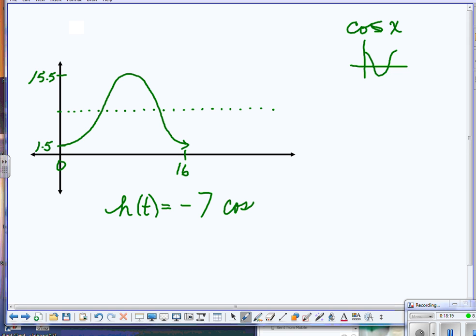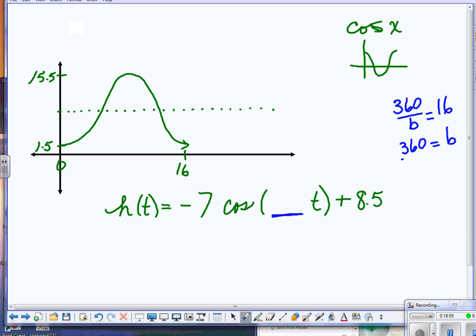I'm going to leave the hard one for a minute. I need a number in there that's going to help me with the period. I'm going to end my function with the axis. We have moved this parent function up 8.5, and now we have the hard part. What number do I need there that will change my period from 360 to 16? 360 divided by that number gives me 16. Working in reverse, I can get that number by 360 divided by 16. That number is 22.5.